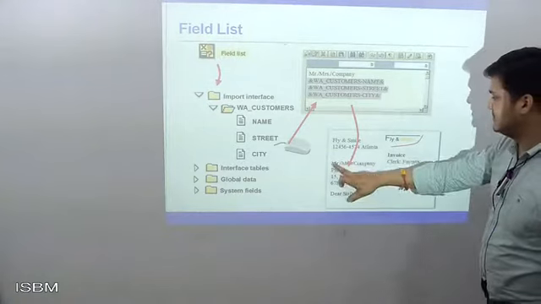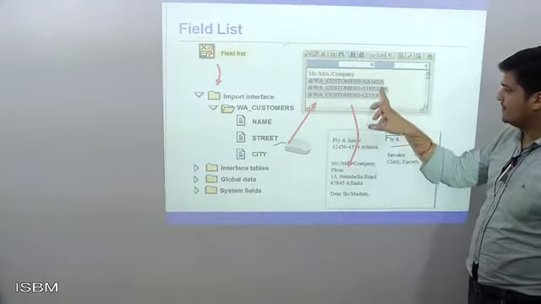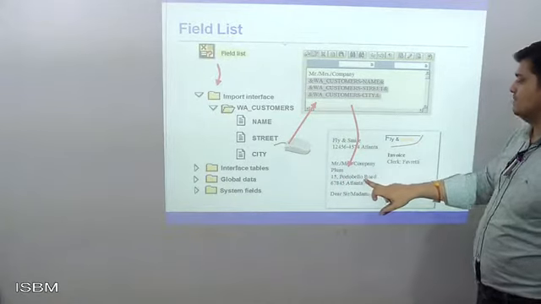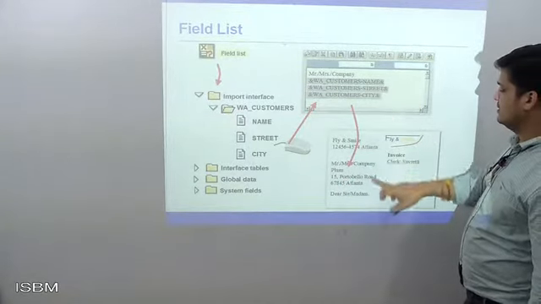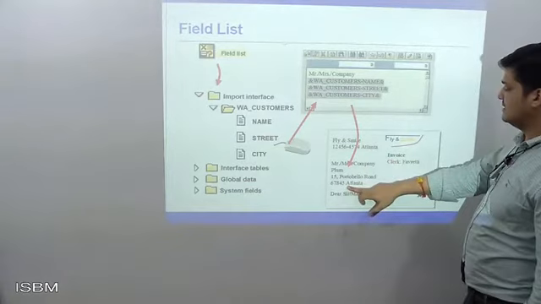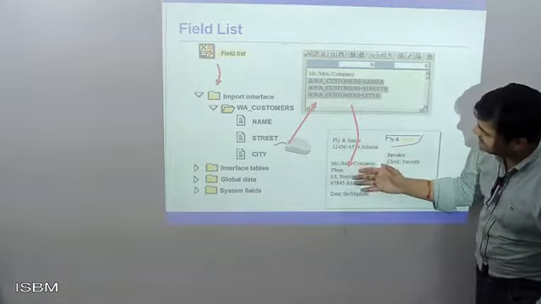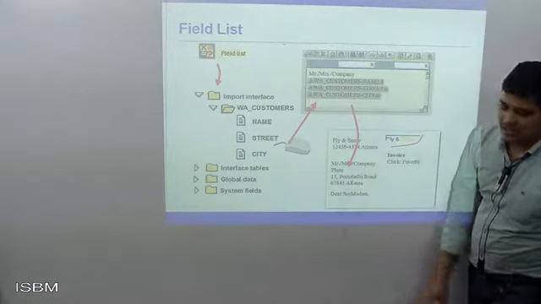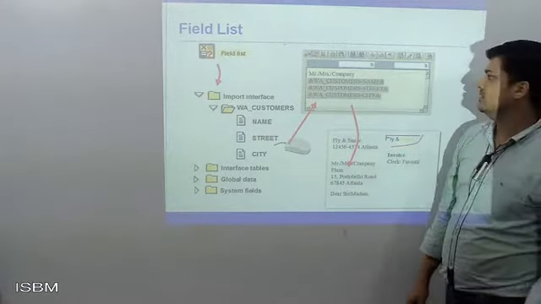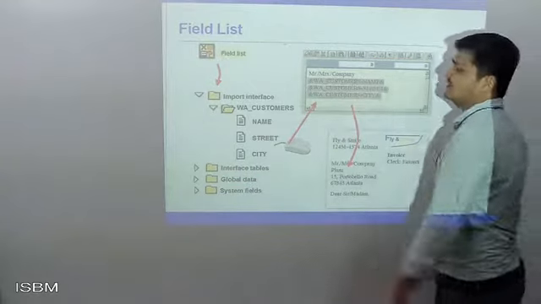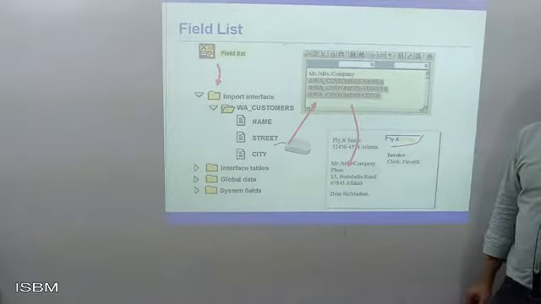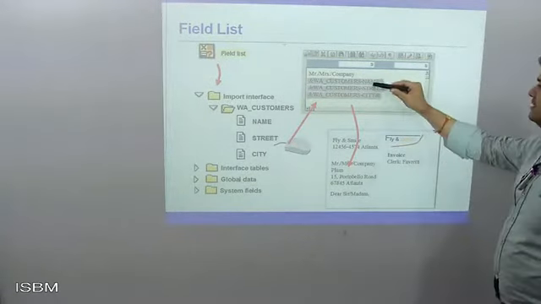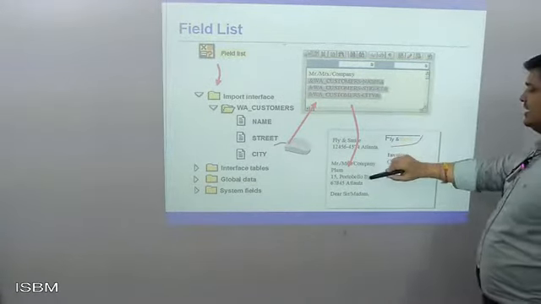You can see how it shows the output: Mr. Mrs. Company Plum is the name, this is the street, 15 Portobello Road, and this is the city. From where is it fetching? We have written this, so where is it coming from? It is coming directly from the table. There is a customer table, called the KNA1 table. All this data is coming from the KNA1 table.